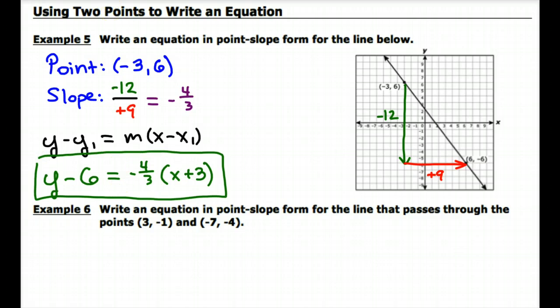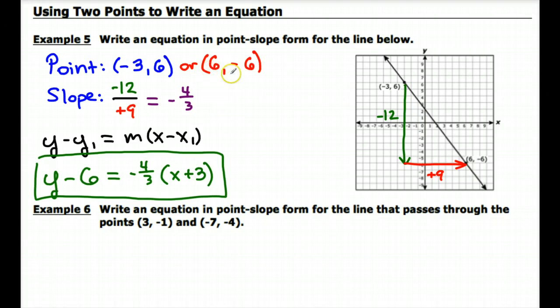I mentioned that you don't have to choose the point negative 3, 6. You could also choose the point 6, negative 6 to be the point that you use in your equation. So when you do your homework, some of you are going to choose one of those points and others would choose the other point. So let me show you what the other possibility would look like.